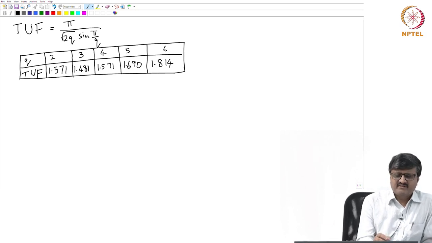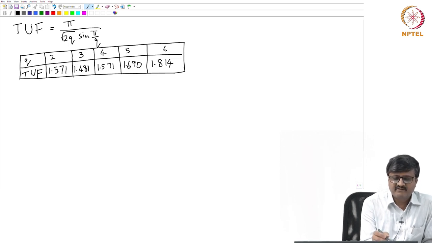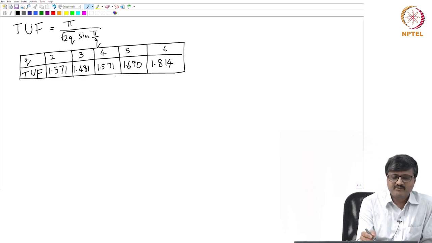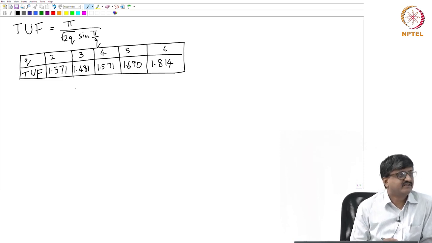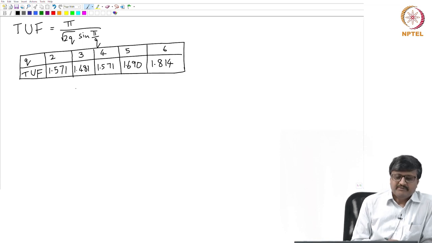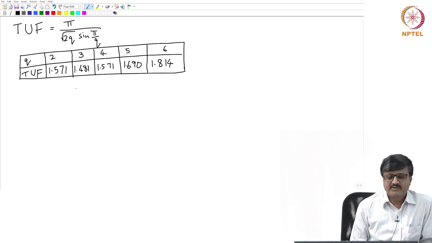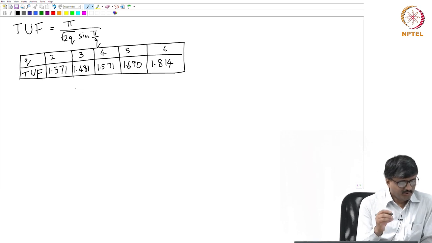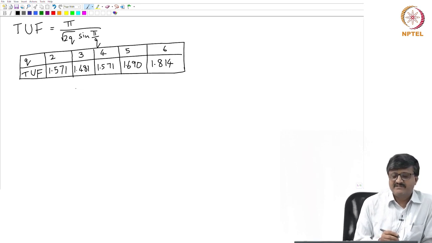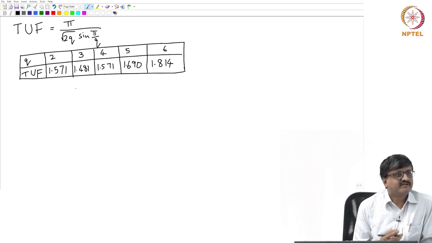So, we see that it can be verified by substituting different values of q. What is the value of TUF? q equal to 2 gives 1.571 and the next value of q, that is 3, gives a lower value. Then after that, a higher value of q gives a higher value of TUF. As q increases, the value of TUF continues to increase. This can be verified. So, the optimum value of q is 3. That q is 3 is something which is a coincidence because our AC systems are all 3-phase systems.